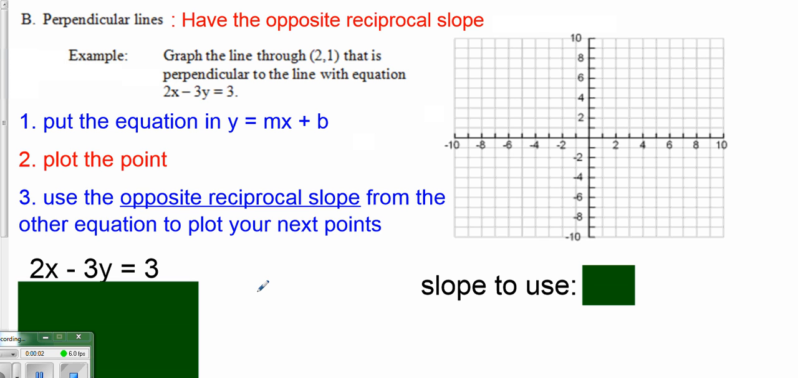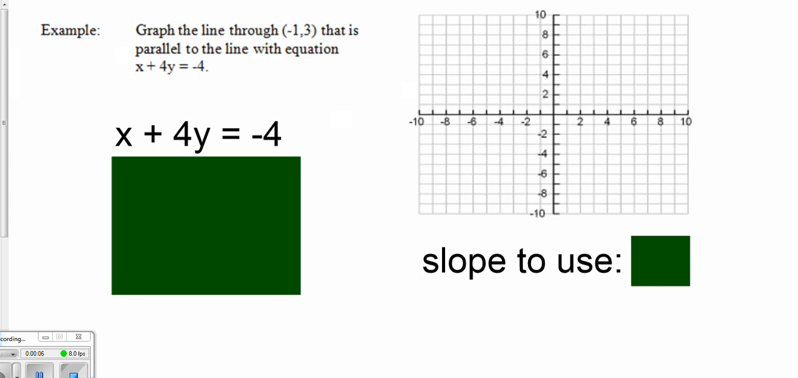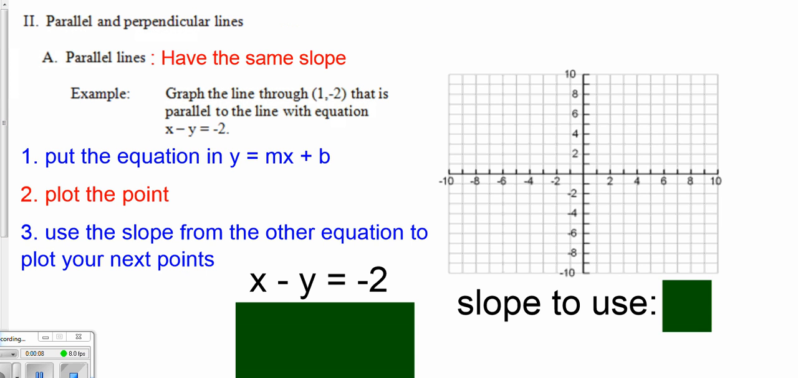All right, we're going to finish off lesson 2.3 looking at parallel and perpendicular lines. Actually, I want to start on parallel, not perpendicular. Here we go, parallel lines. Overall we're looking at parallel and perpendicular. This first example, we're looking at parallel lines.